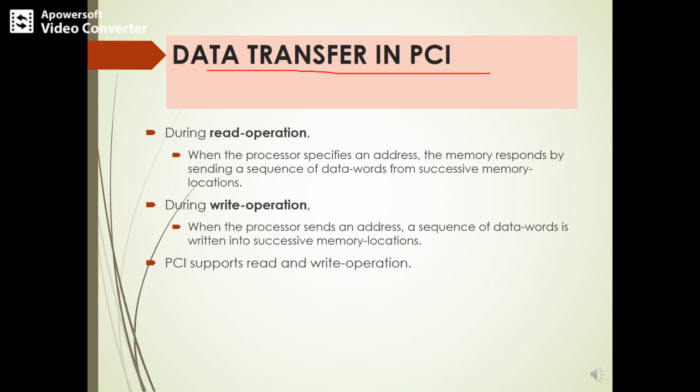Data transfer in PCI. Data transfer means we have to consider read operations as well as write operations. During a read operation, when the processor specifies an address, the memory responds by sending a sequence of data words from the successive memory locations. With respect to that specified address, the memory will respond by sending a sequence of data words from the successive memory locations.